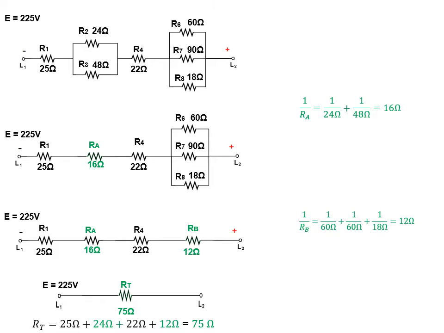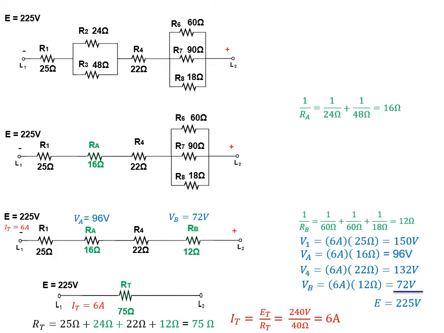Now that we have RT, ET, we can easily get IT. And yet again, it has turned out to be 6 amps. Now you might be able to see why we didn't combine 1, RA, and 4 in step 2. Because it's much easier in this step, where we have 4 resistors in series, to deal with series voltages. Because series currents are the same, so we can easily, in this step, calculate out the 4 voltages.